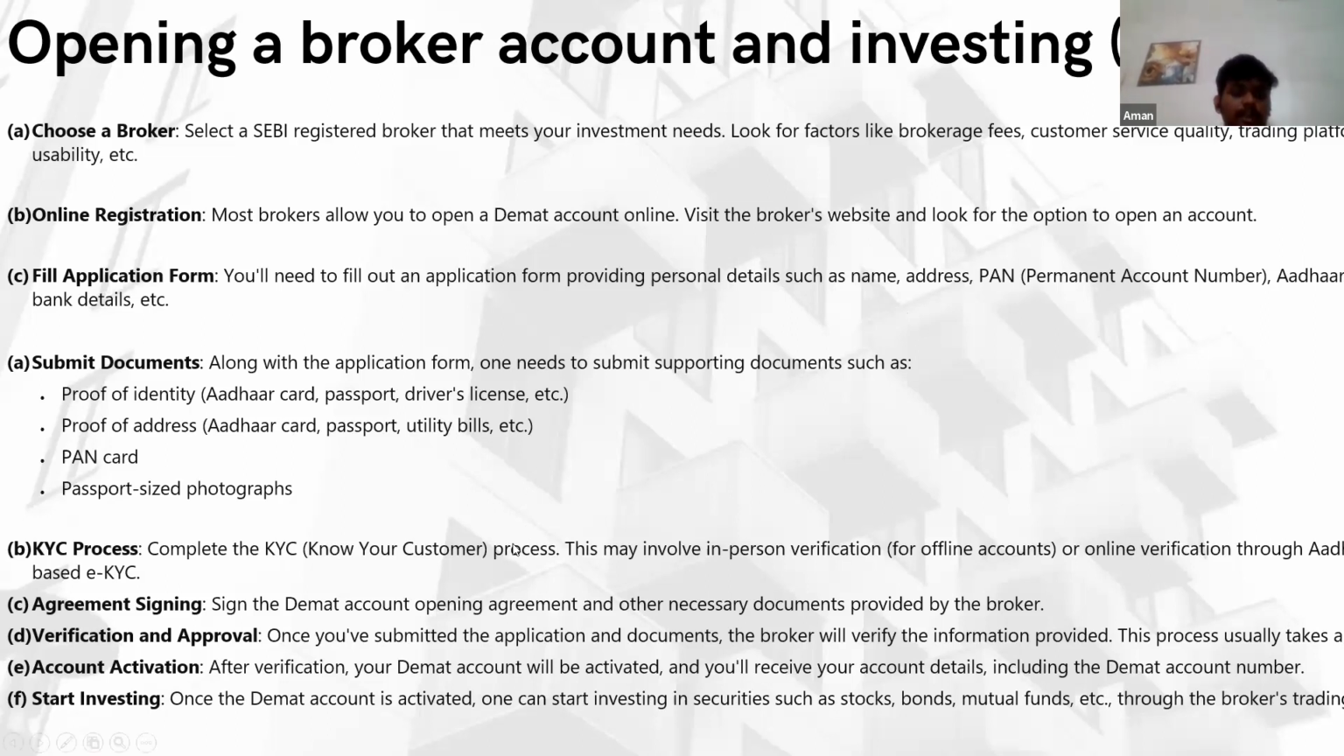Then we come to the verification and approval part. Once you have submitted all the documents and your bank details, basically you have registered your bank with it, then it will go for a verification, either through a penny drop or something like that, and your application will be approved in 24 to 48 hours. And once that is done, you will receive your demat account credentials and you can start investing.